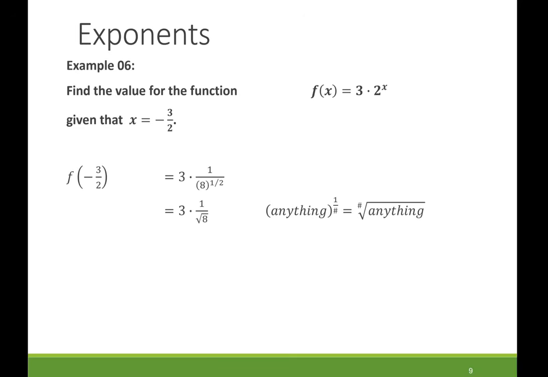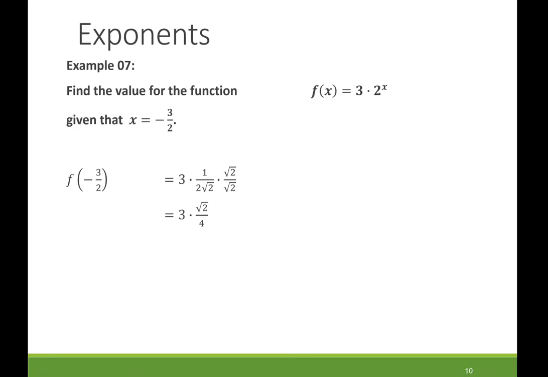And square root 8, that can reduce, right? How does that radical reduce? 2√2, right? I can think about 8 as 4 times 2, so square root 4 is 2, times square root 2. So 2√2, and then I multiply the top and bottom by √2 to rationalize the denominator. And we end up with 3√2 over 4.